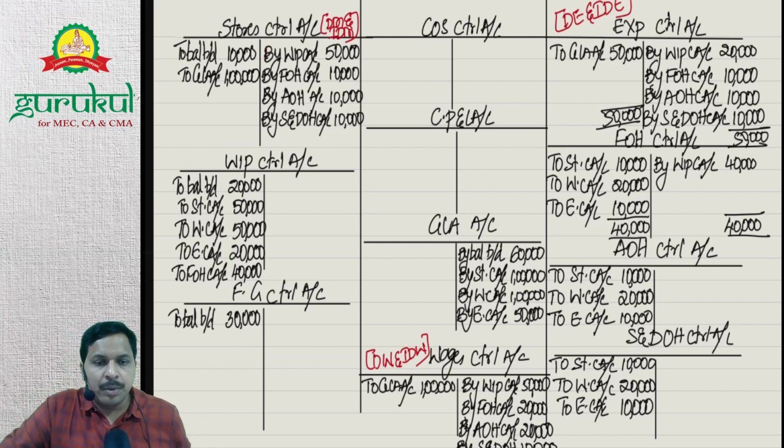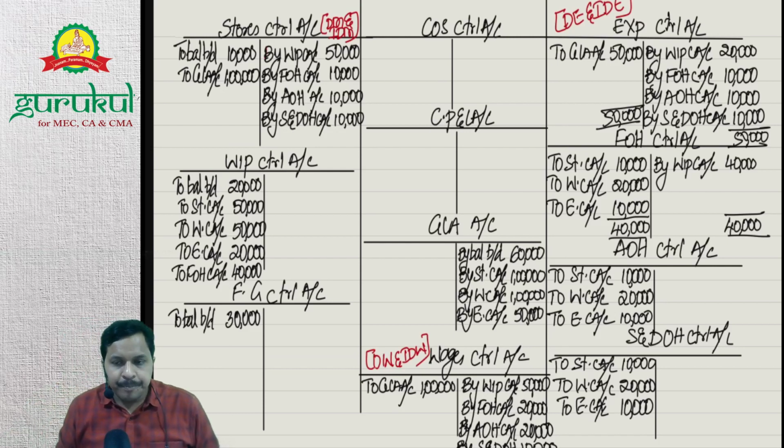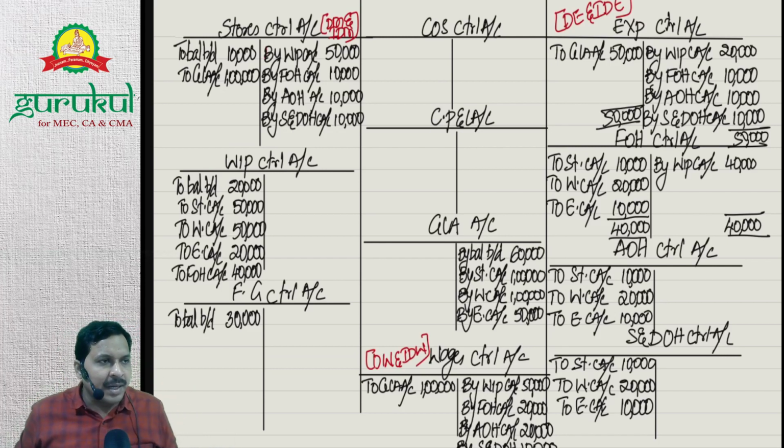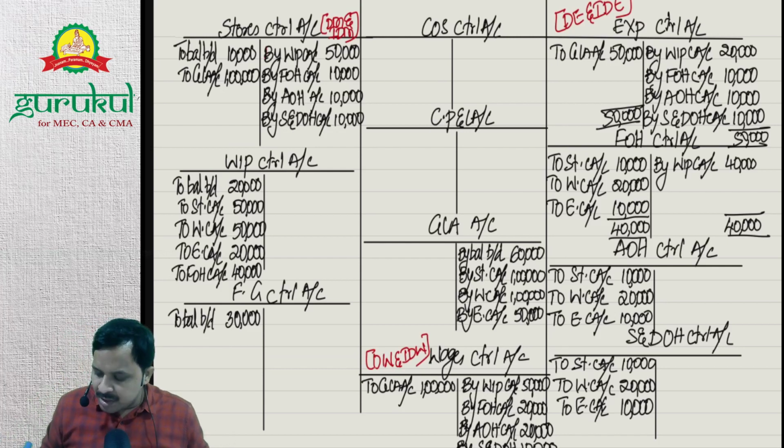Entry: work in progress control account debit to factory overheads control account. Forget about amounts, write the entry. Next, let us close. These factory overheads have been closed. Let us close administration overheads.